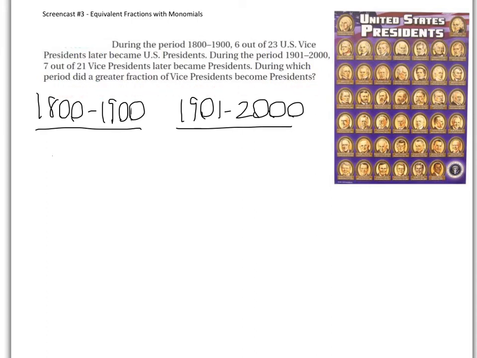Well, to figure this out, first we have to create fractions that represent each of the time periods being talked about. 1800 to 1900, as we saw, 6 out of 23 U.S. vice presidents later became presidents. So that's 6 out of 23. In 1901 to 2000, well, as we can see, we had 7 out of 21.